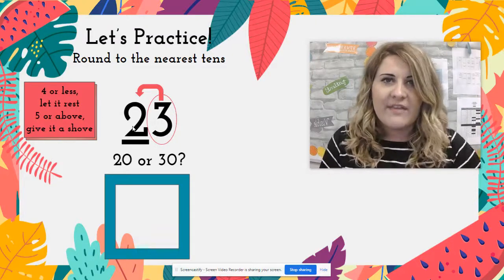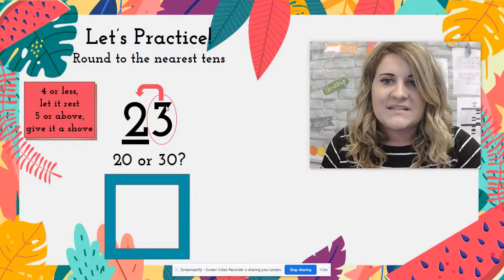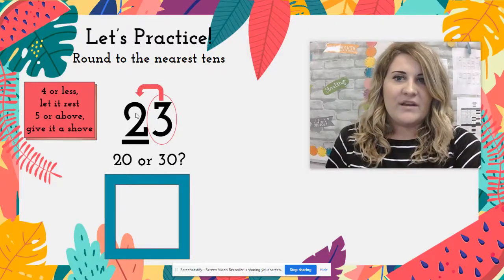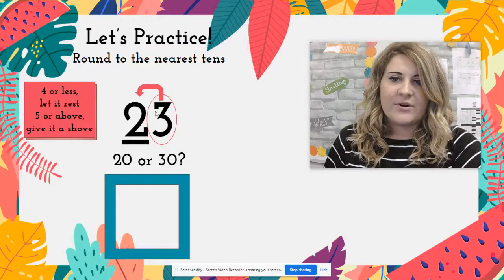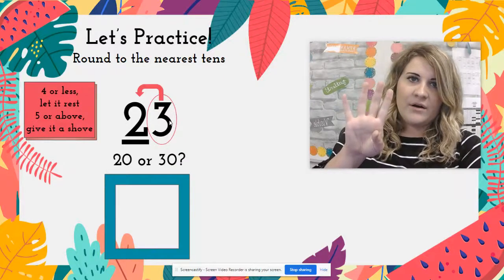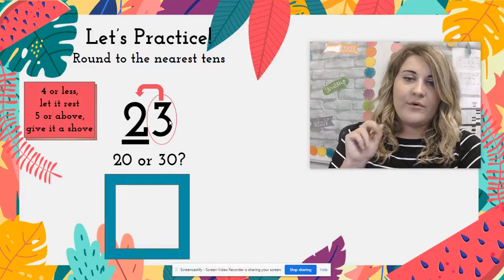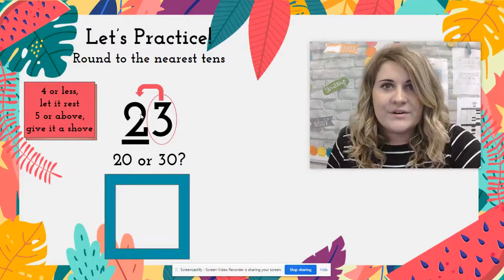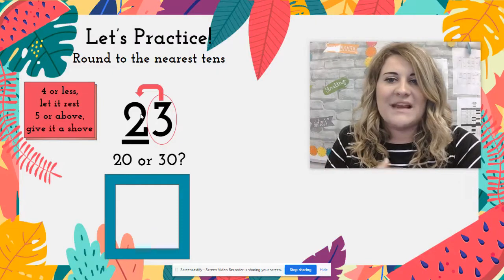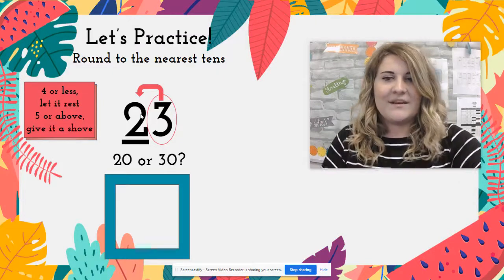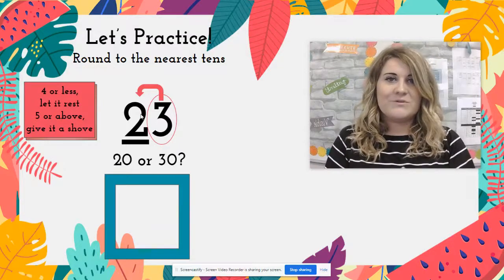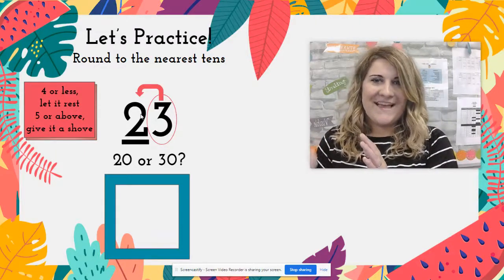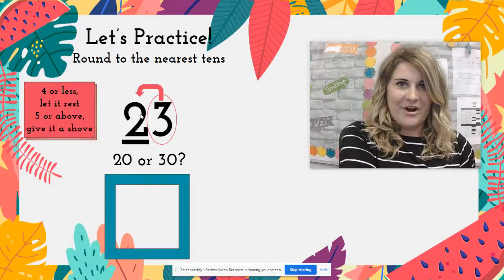And the way we figure that out is the ones place. Is this 3 telling the 2 to bump up or to stay the same? Well, this is how we figure it out. If this number in the circle is 4 or lower, so 0, 1, 2, 3, or 4, then it's going to tell the 2 to stay at 2. That means that it is closer to 20 because 21, 22, 23, and 24 are all going to be closer to 20 than to 30, all right?